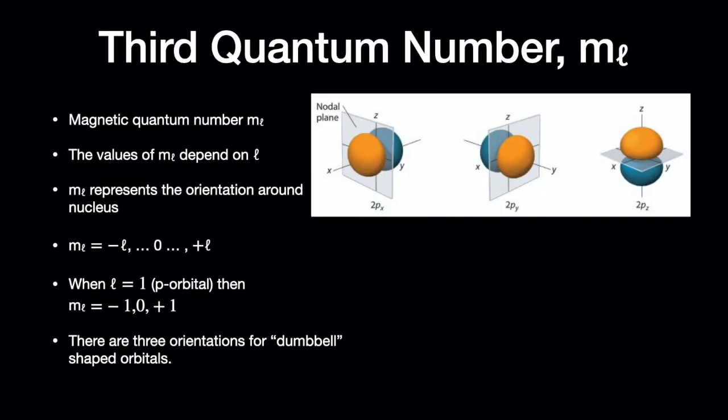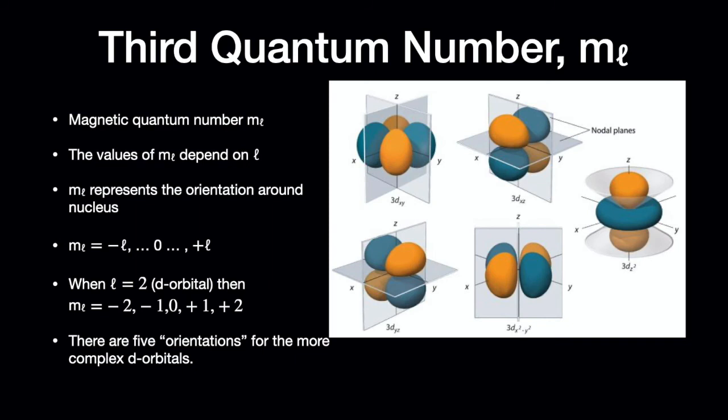When L is equal to 1, remember again, we call this a p orbital. These are dumbbell-shaped electron clouds. So when L is equal to 1, then m sub L can have values between -1 and +1, and 0 in between. So it can have values of -1, 0, or +1. And these are three different orientations for a dumbbell-shaped electron cloud. And that sort of makes sense because you have the x-axis, the y-axis, and the z-axis. So here are the three different orientations of a p orbital on our familiar Cartesian coordinates.